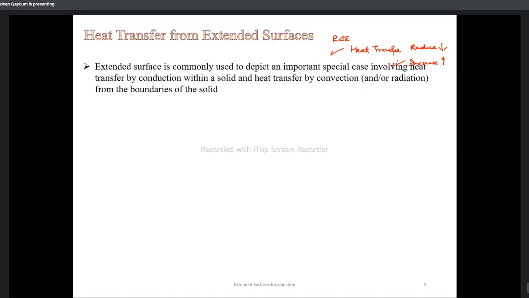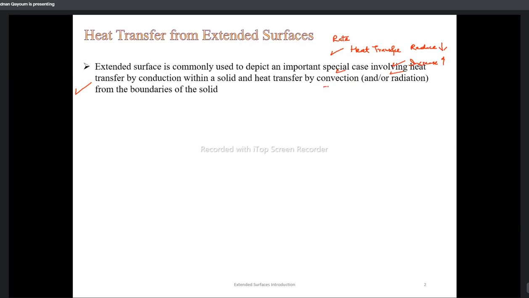So today's lecture, we go for some extended surfaces. Why do we use extended surfaces? Whenever we use extended surfaces, those surfaces are exposed to convection or radiation. The side on which you are having extensions is exposed to convection or radiation.